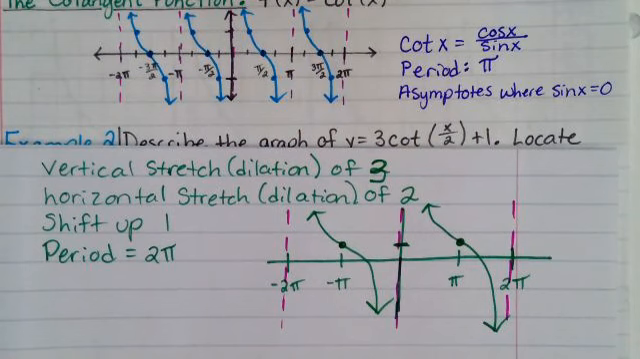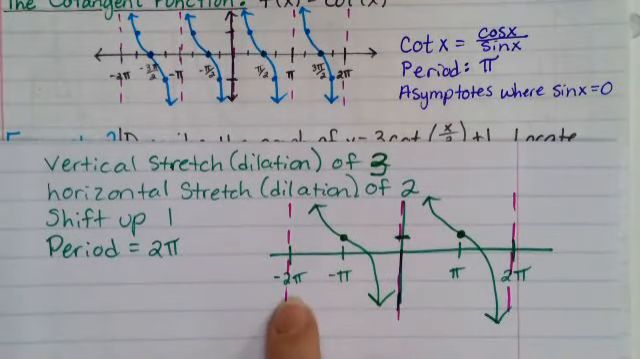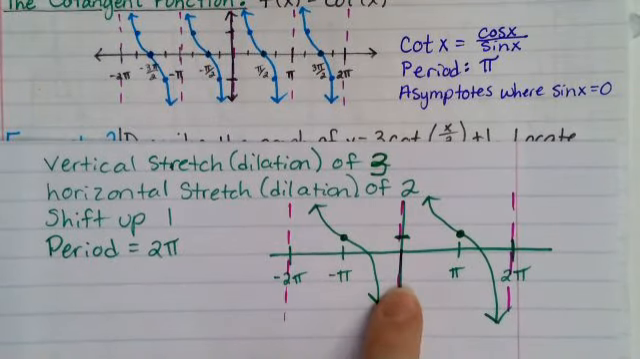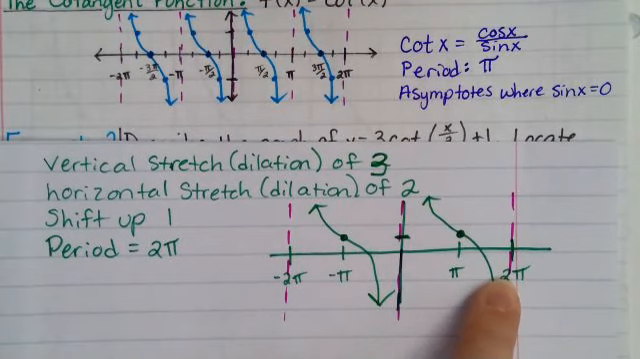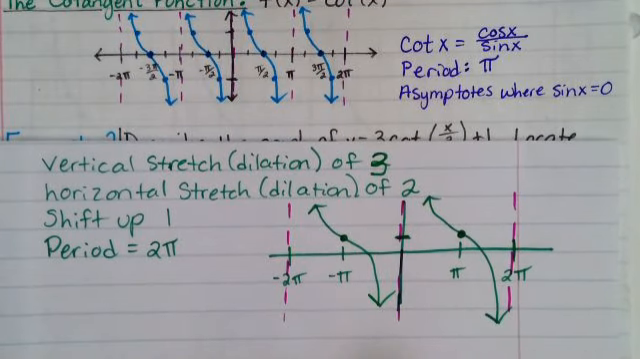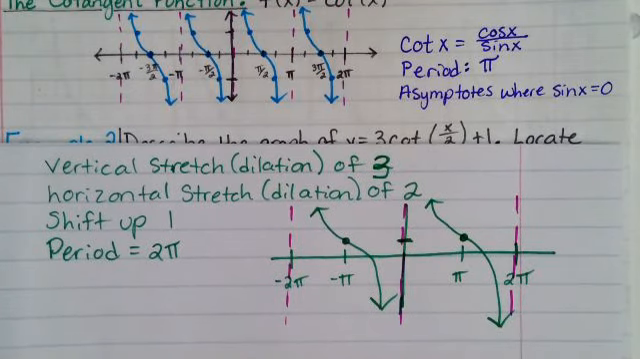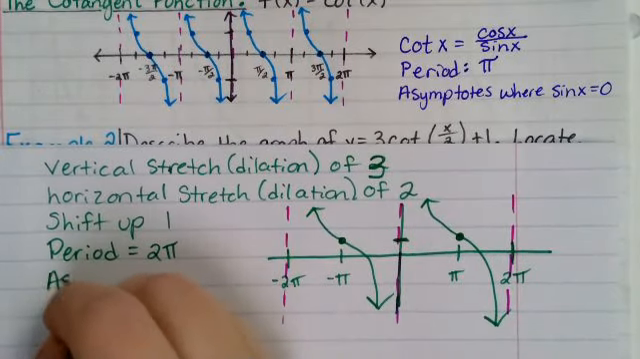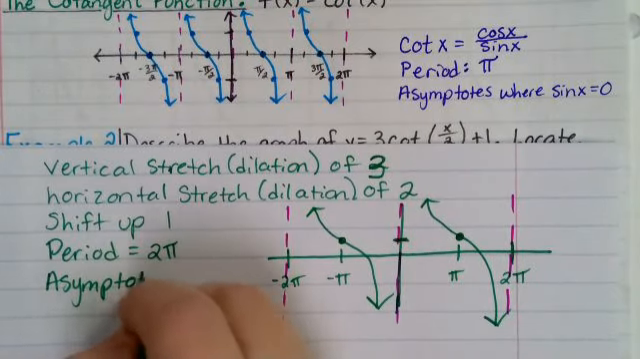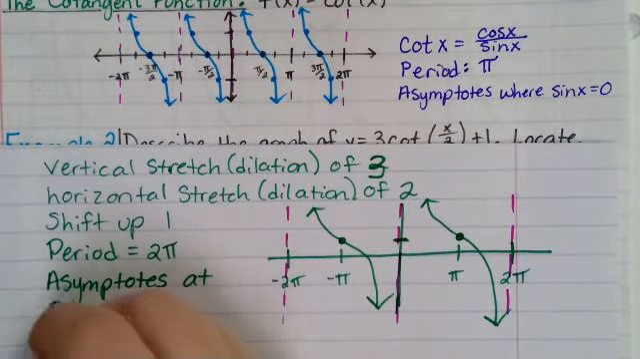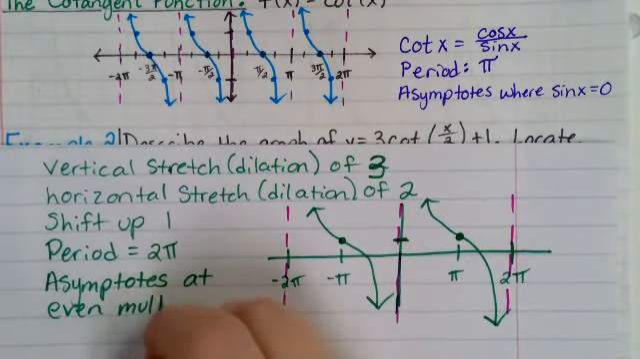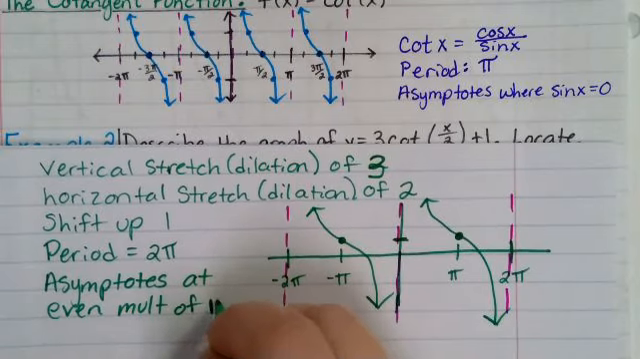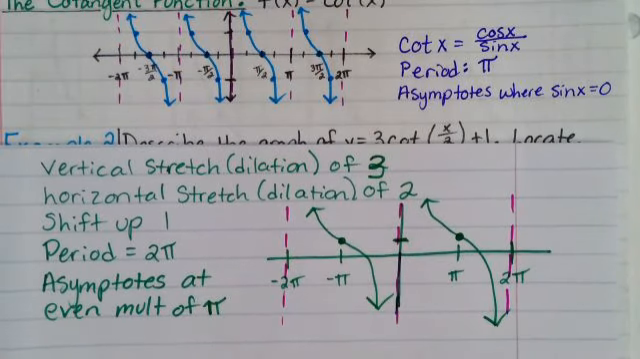They did ask about the asymptotes, so let's look at what these asymptotes have in common. Negative 2 pi, 0, 2 pi. If you can imagine the next period over, it's going to have another asymptote at 4 pi, 6 pi, 8 pi. So all of my asymptotes are at even multiples of pi. All right, so that is a nice little description there.